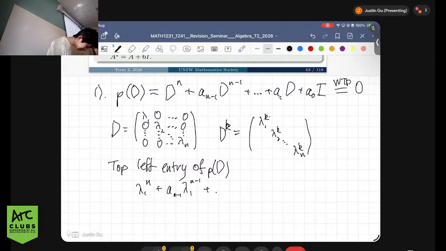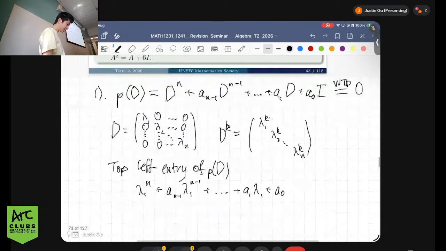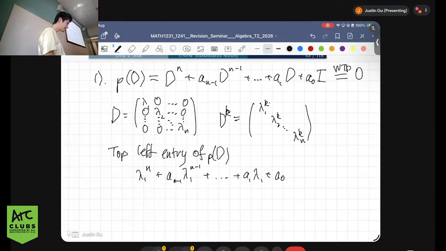And so on and so forth, plus a1 lambda 1 plus. And I, the identity matrix, will have top left entry 1, so this will be a0. But remember what lambda 1 is. Lambda 1 is an eigenvalue of A. That means it's a root of the characteristic polynomial.